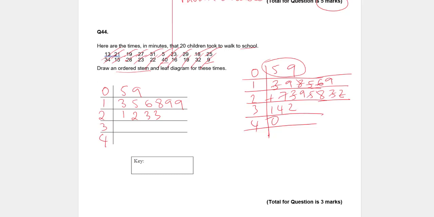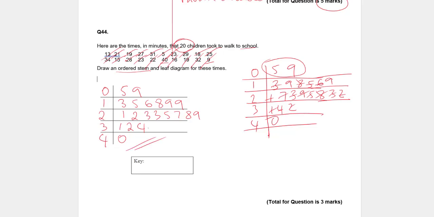5, 7, 8, 9. So we have 1, 2, 4. 1, 2, 4, and then just 0 here. Always double check whether you have 20 data here. So we have 1, 2, 3, 4, 5, 6, 7, 8, 9, 10, 11, 12, 13, 14, 15, 16, 17, 18, 19, 20. We got 20.